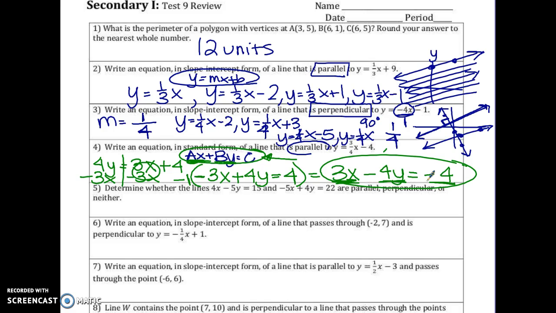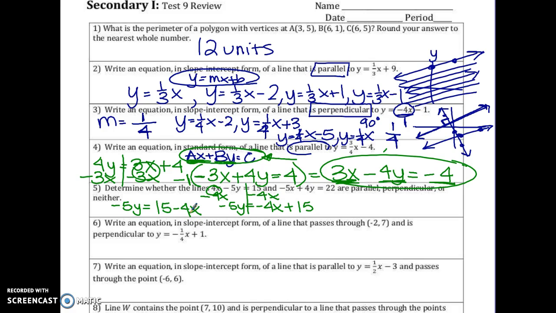Okay, determine whether the lines 4x minus 5y equals 15 and the other one are parallel, perpendicular, or neither. The easiest way to do this is to actually solve these for y so that we know what the slope is. So we're going to get y alone, move our x's over. Negative 5y is negative 4x plus 15. I did put the x's first. Again, you could have written that, I could have written negative 5y equals 15 minus 4x, and that's okay too, right?